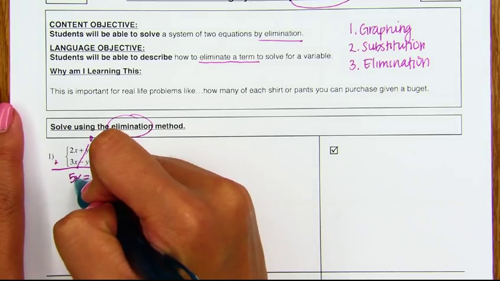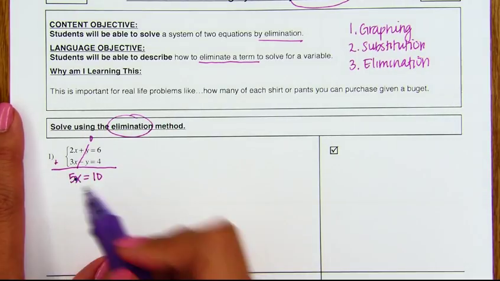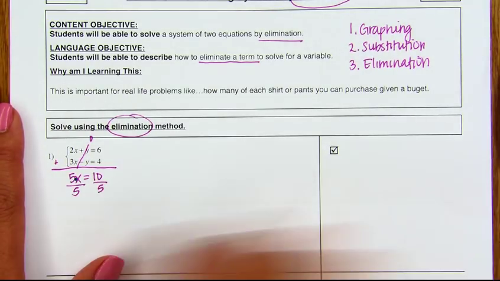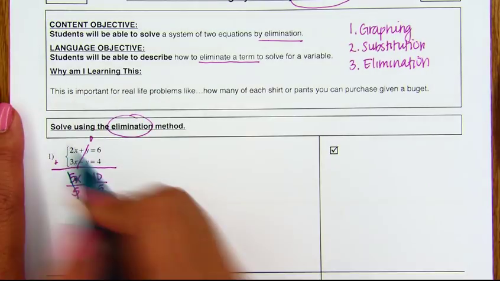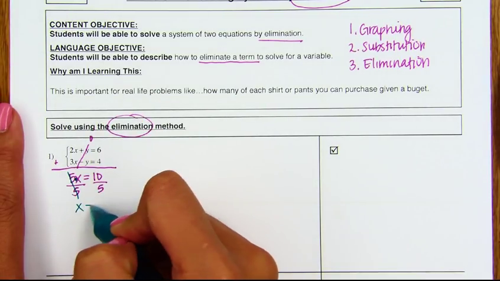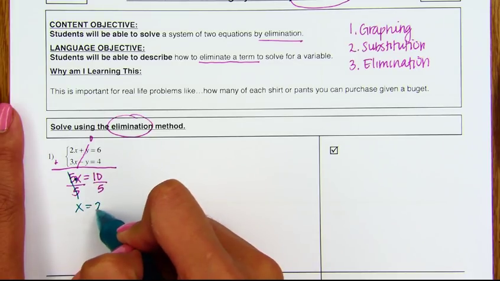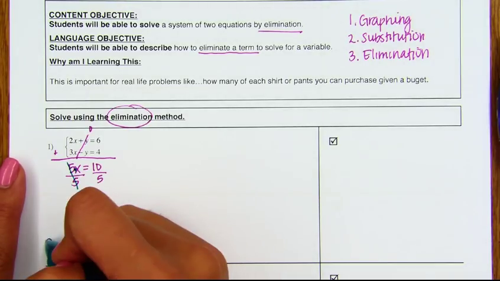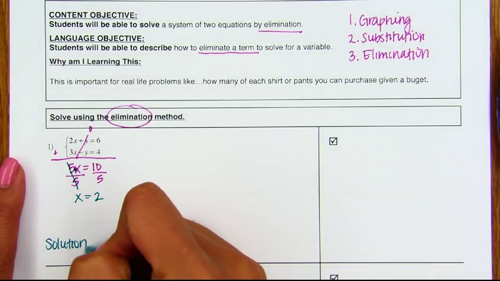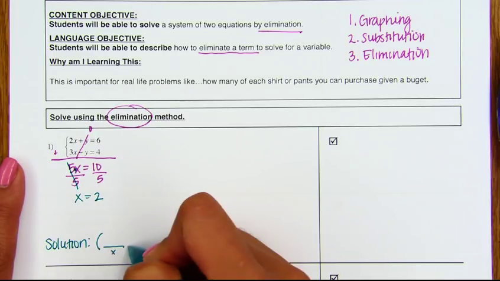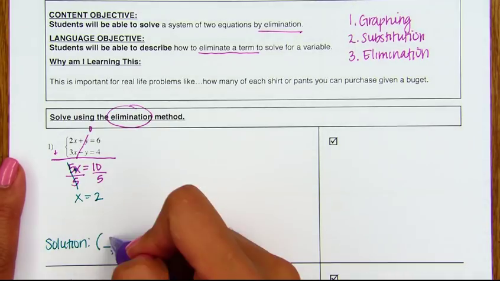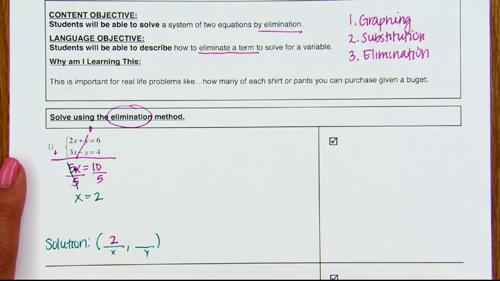Since this is a multiplication, I'm going to do the inverse, which is to divide both sides by 5. You're going to find that the 5's cancel, leaving me with just x equals 10 divided by 5, which is 2. So now that I have part of my answer, I'm going to start my solution. Solutions are always written as x, comma, y. As of right now, I do know that x is 2, so that's what I'm going to write in for x. So now it's just a matter of figuring out what y is.